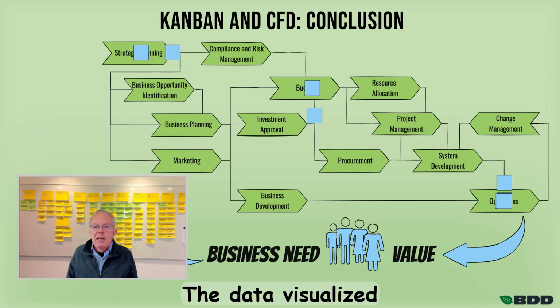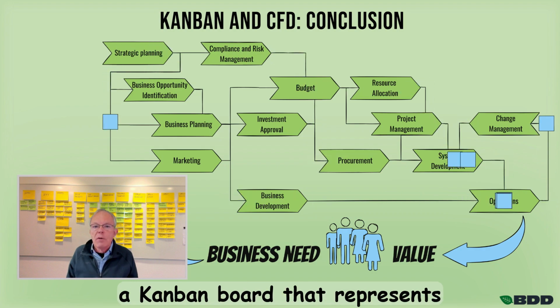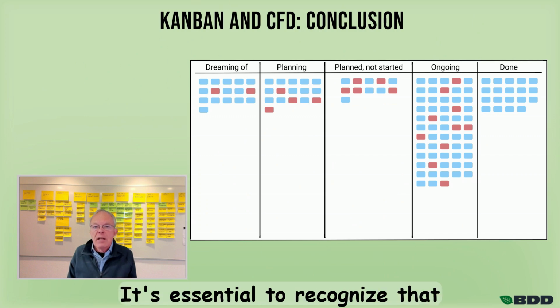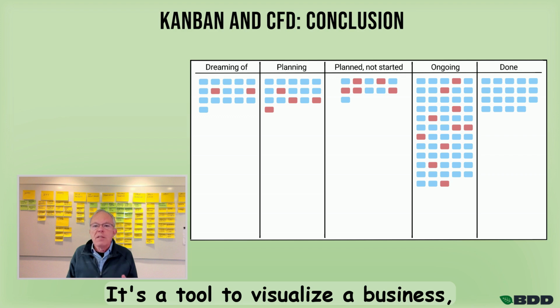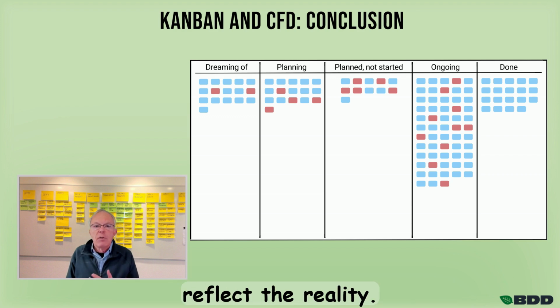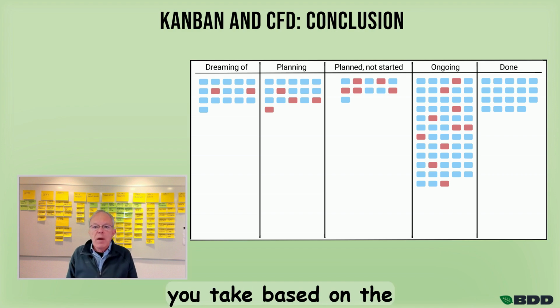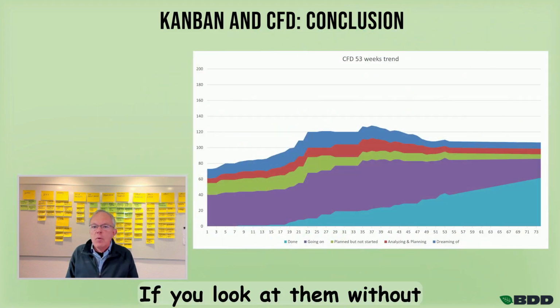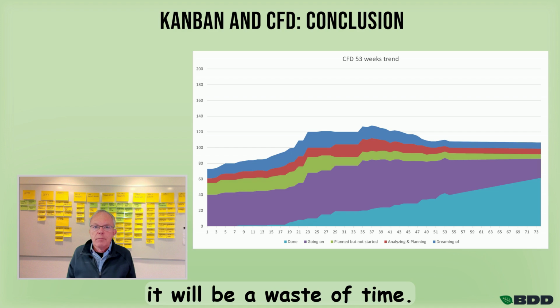The data visualized in a CFD should always originate from a Kanban board that represents the entire workflow. It's essential to recognize that a Kanban does not require any changes to current working procedures. It's a tool to visualize a business, and it's meant to reflect the reality. It all boils down to the actions you take based on the information in these charts. If you look at them without making improvement actions, it will be a waste of time.